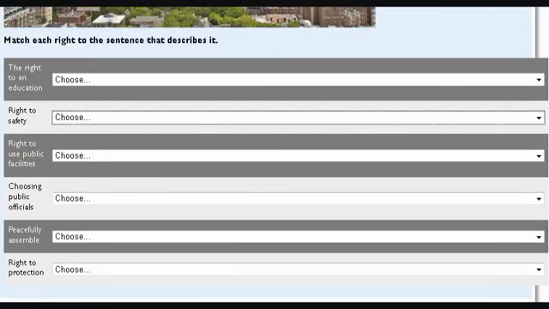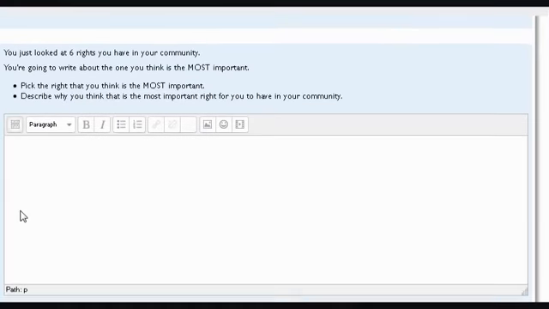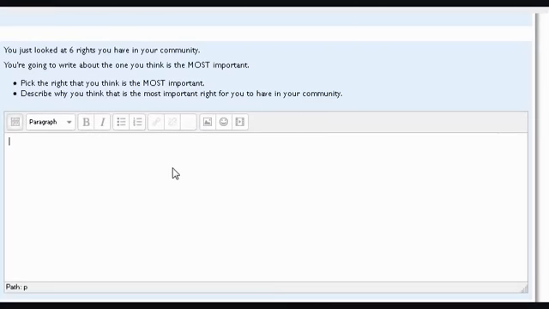You have the right to an education, right to safety, right to use public facilities, choosing public officials, which basically means voting, peacefully assemble, so getting together with your friends or anybody else that you want to, and the right to protection. So you pick the one you think is the most important, and then come down here and talk about why you think it's the most important. So probably a good way to start would be, I think the most important right is, and then talk about whichever one you think it is and describe why you picked it.